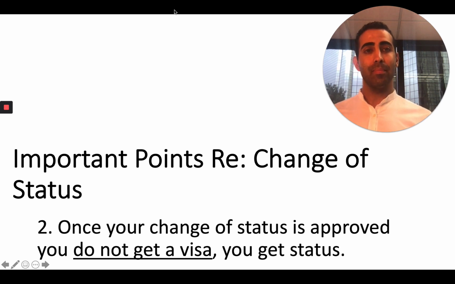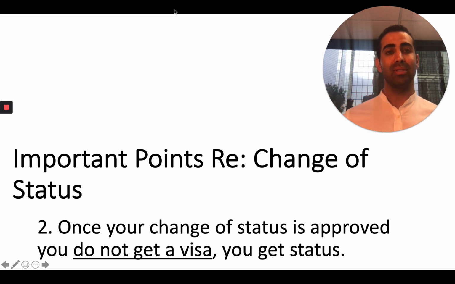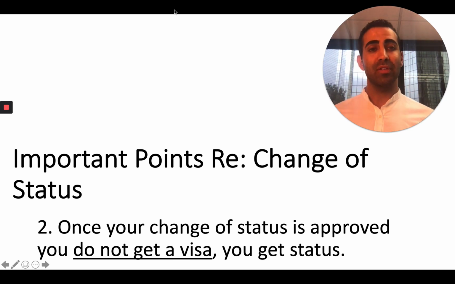A visa is affixed into your passport. It's stamped into your passport. And a visa is a travel document. It allows you to enter. I should say it's an entry document. It allows you to seek entry to the United States. When you do a change of status, you do not get a visa.